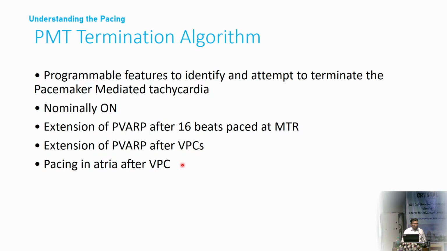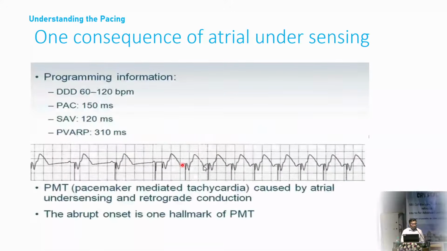If the patient is having an actual VT or VF, then a magnet won't help. You have to shock the patient. That won't be your part anyway, but you have to remember it. It has to be a PMT, and if you're not sure whether you are programming the PVARP right or not, then you can use the magnet.